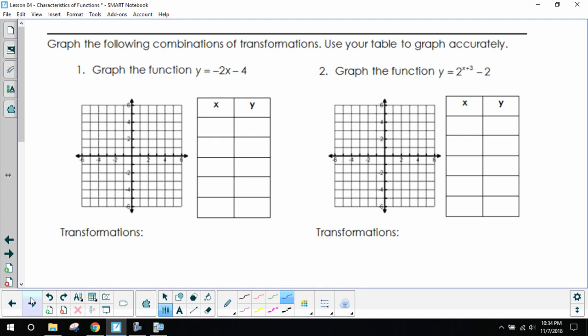Alright, we're back. Transformations. Guess what? We have reflect. We're going to have a stretch. And we went down 4. Okay? Again, stretch by 2, down 4. So the next one, again that 2, I'm just going to go ahead and start using it. Growth factor by 2 or up 2, whatever word you want to use. Plus 3 next to that X means we went left 3, and then negative 2 means we went down 2.